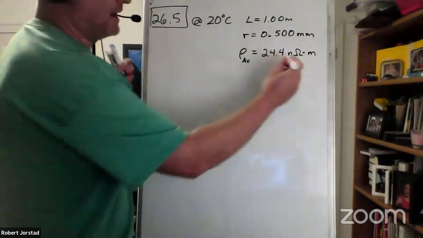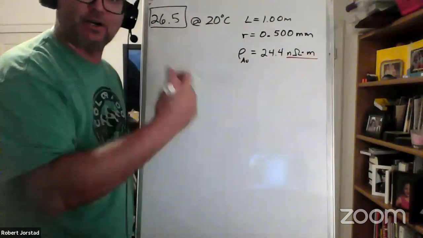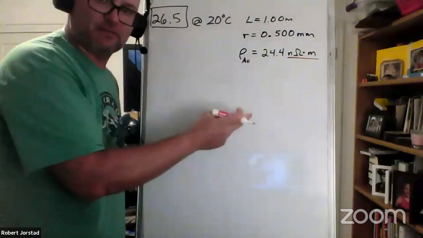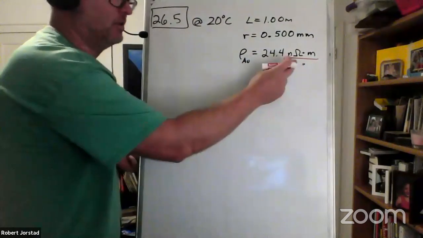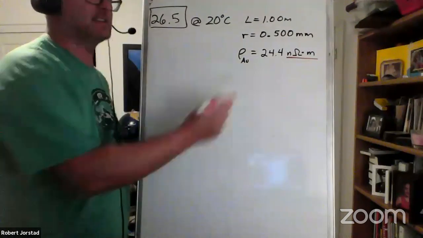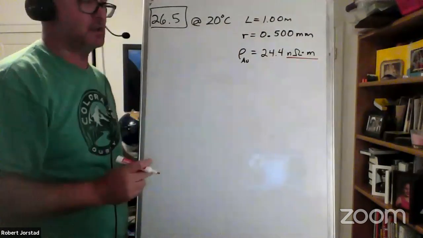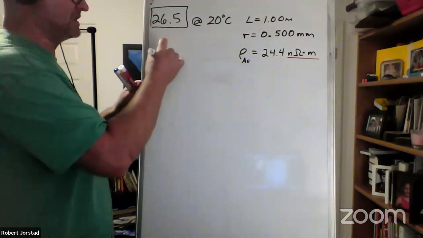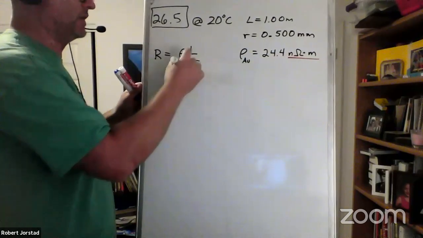I just want to point out, these are not ohms per meter. The most common thing students screw up is they'll say ohms per meter for this. No. Ohm meters. In this case, nano-ohm meters. All right, so don't overthink it. I know that resistance is equal to rho L over area.